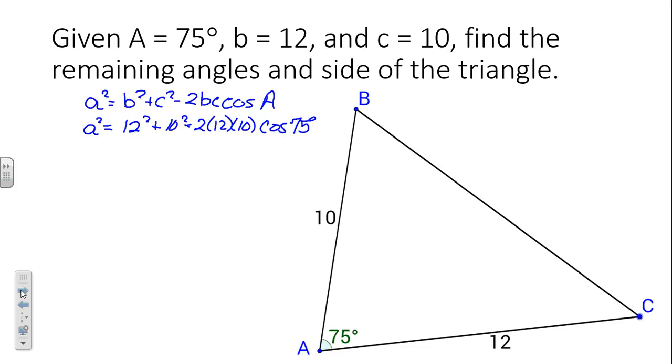Exactly. So now we just work our way through, but we have to do the order of operations, so we're going to do our powers first, right? So 144 plus 100 minus 2 times 12 times 10 is 240. Cosine 75 is equal to a squared.